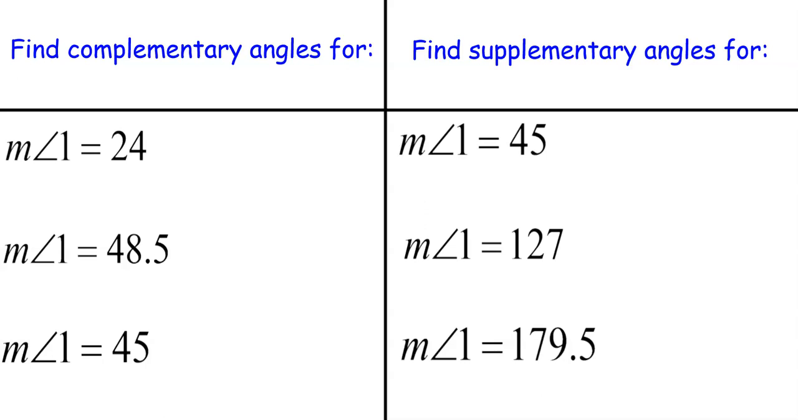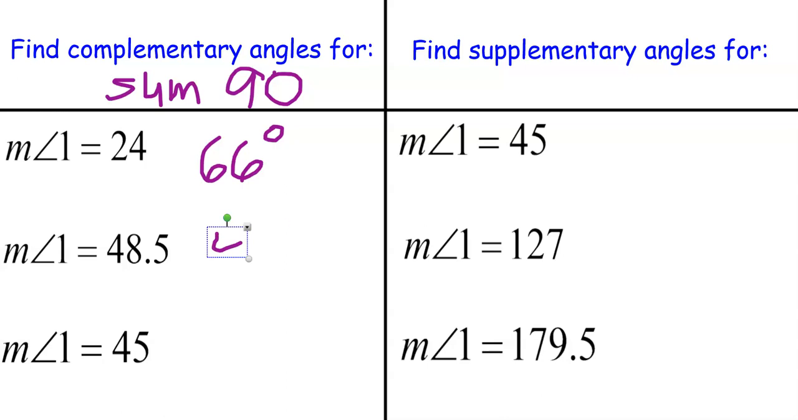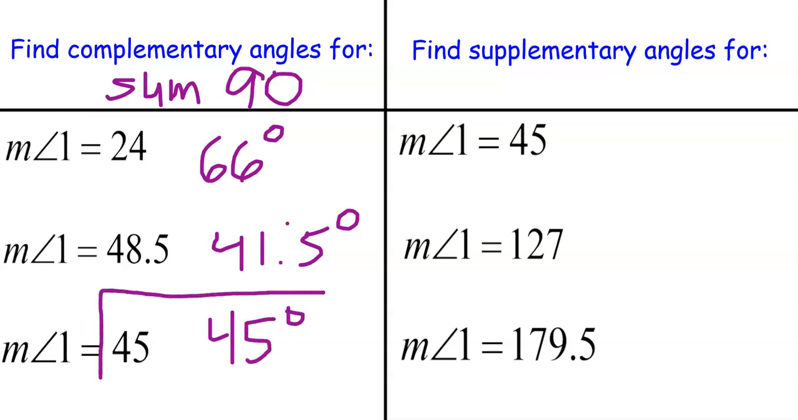So remembering that the sum of complementary angles is 90, 90 minus 24 is 66 degrees for the first one. 90 minus 48.5 is 41.5 degrees. And 90 minus 45 is 45 degrees. So in this case, a 45-degree angle has the unique property of being complementary to itself.